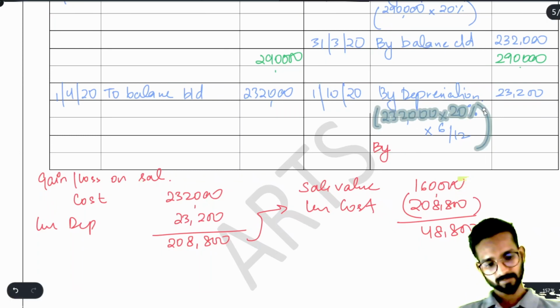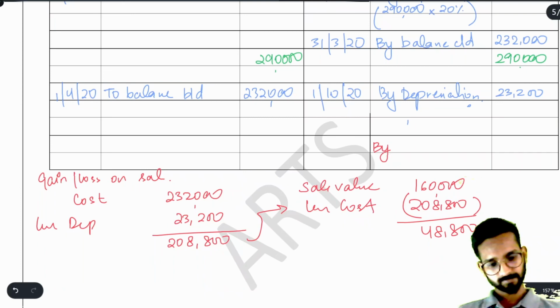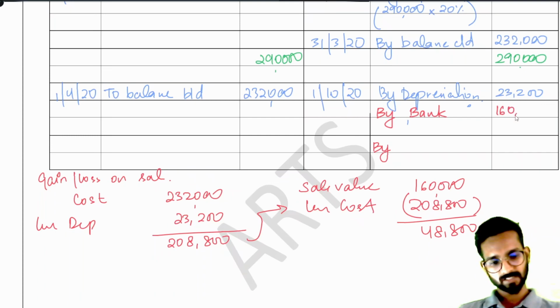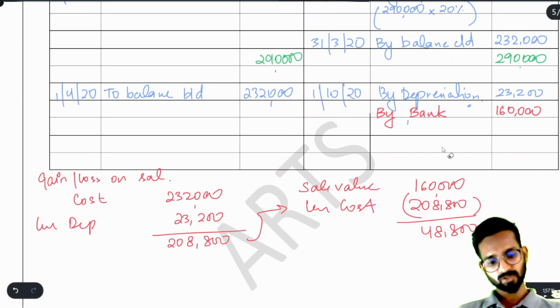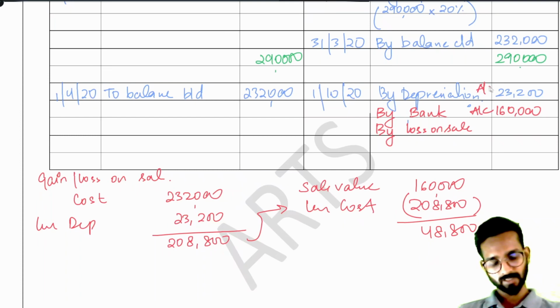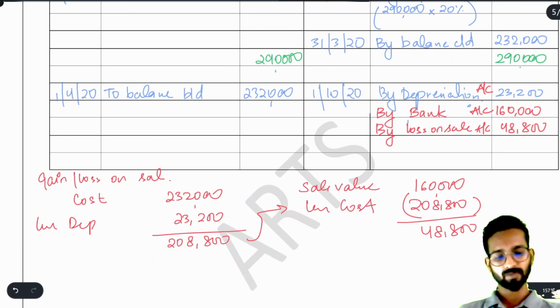So I will write here by bank also. Why bank? Because you have received money, 1,60,000. And there is a loss on sale, so you will write here by loss on sale. Please write account also, I have space constraint so I am not able to write. Loss on sale, how much? 48,800. This is how you are supposed to write this. This is how we charge on written down value method. The difference comes in the depreciation calculation.